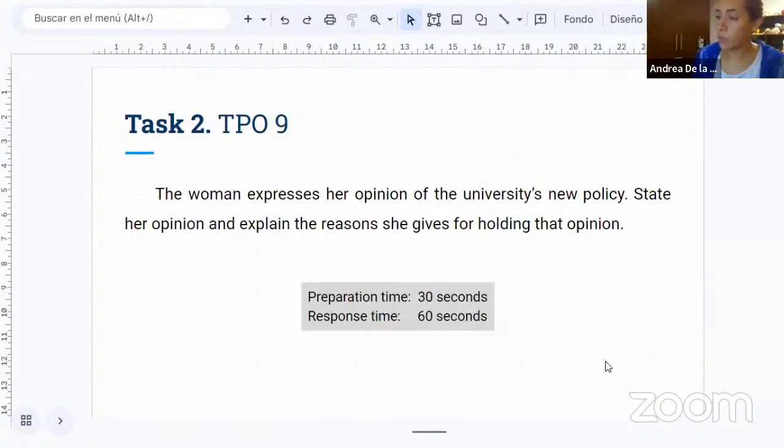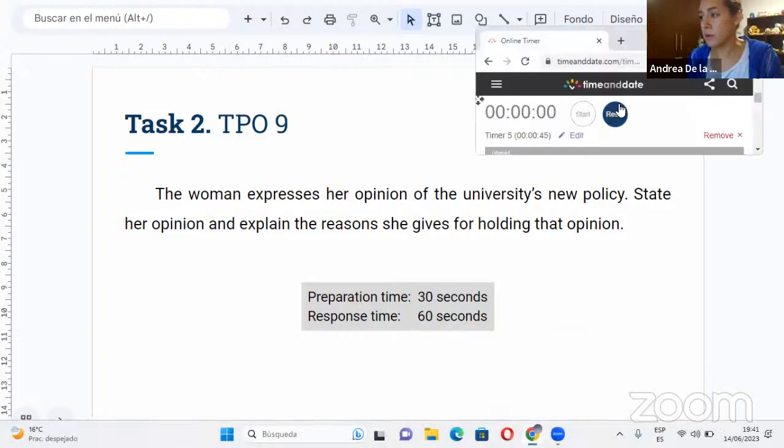Now the woman expresses her opinion of the university's new policy. States her opinion and explain the reasons she gives for holding that opinion. Now you will have 30 seconds to prepare your responses.